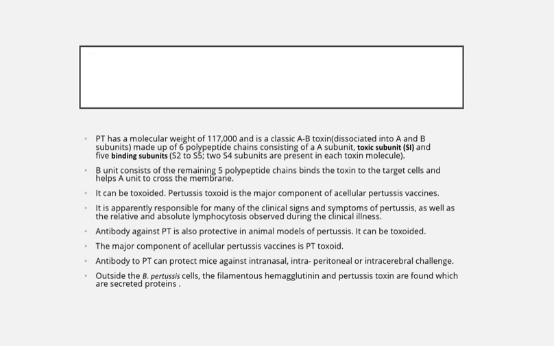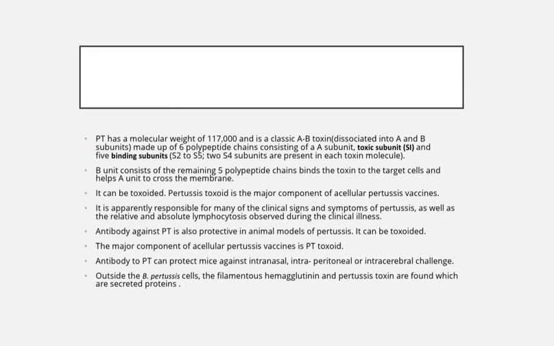The B unit consists of the remaining 5 polypeptide chains, binds the toxin to the target cell and helps the A unit to cross the membrane. It can be toxoided. Pertussis toxoid is the major component of the acellular pertussis vaccine. It is apparently responsible for many of the clinical signs and symptoms of pertussis, as well as the relative and the absolute lymphocytosis observed during the clinical illness.